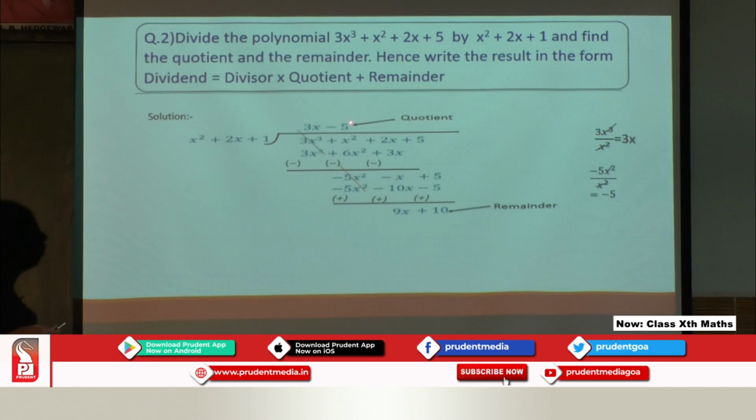Now again we should multiply the second term of the quotient, that is minus 5, into the entire divisor. So minus into plus is minus, 5 into x square is 5x square, again minus into plus is minus, 5 2s are 10x, again minus into plus is minus, 5 1s are 5. The second term of the quotient will be multiplied by each term of the divisor.